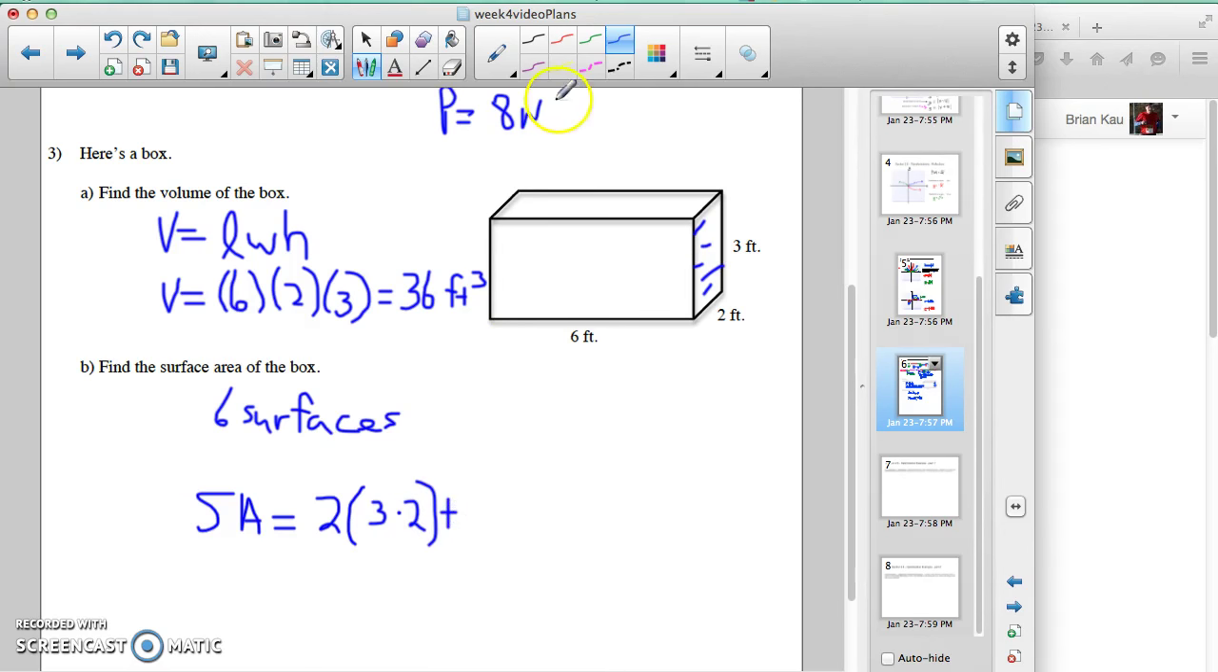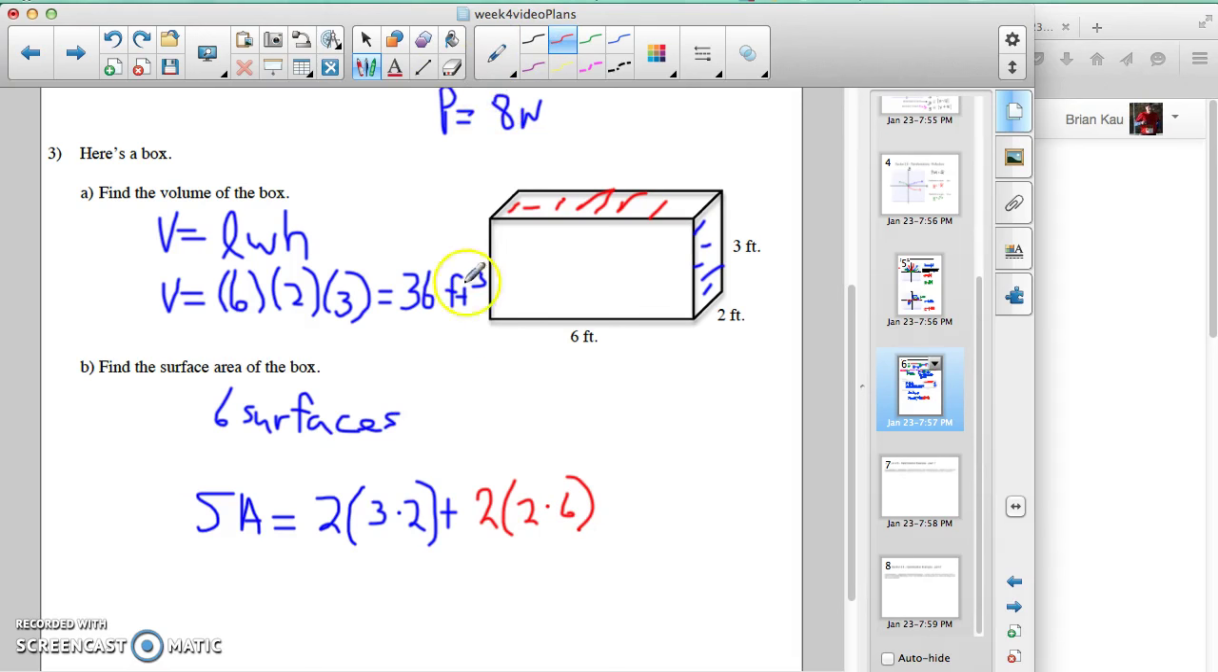Okay, and then we're going to have 2 of the tops and the bottoms. So if we look at this surface, that dimension is 2 feet by 6 feet. So we're going to have 2 of these also. 2 times 6 is its dimension. So 2 of those surfaces.